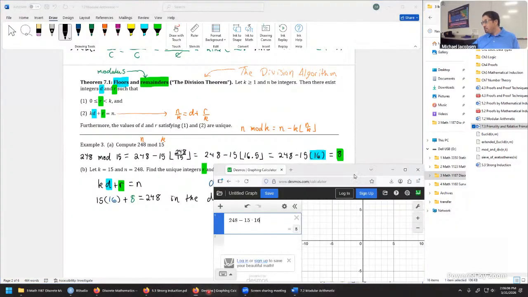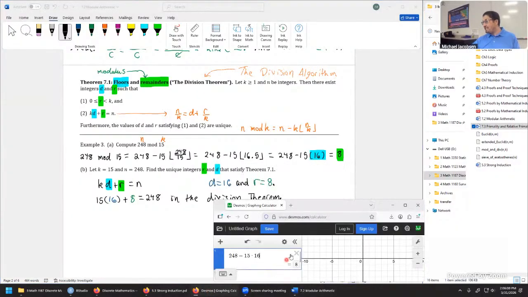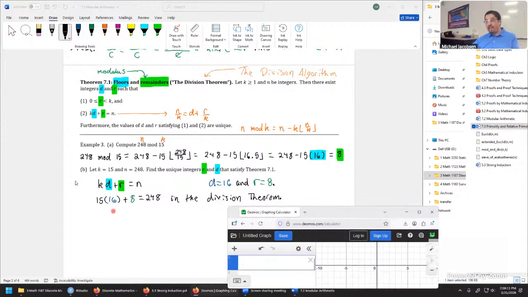You know, one thing you might want to do just to double check everything is working as intended is verify that equation there really works. Take 15 times 16 plus 8, observe it's really 248, and hey, it works. The big part of the division theorem is also saying those values for d, the divisor, or you could call it the floor, and r, the remainder, or you could call it the modulus, are unique. There's no other values that you can come up with satisfying both the inequality and the equation.